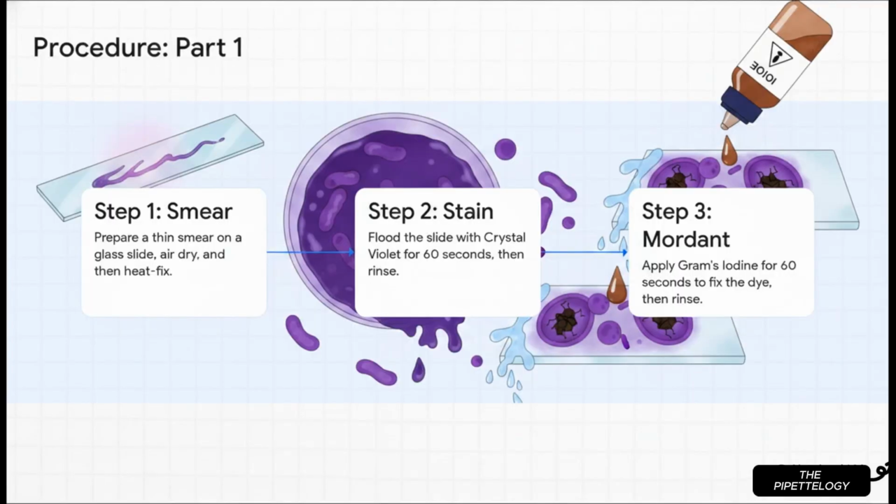All right, step 1 is absolutely foundational. You have to make a thin smear. I can't stress this enough. If it's too thick, you're just not going to get a good result. Simple as that. Once it's air dried, you heat fix it so the bacteria actually stick to the slide.